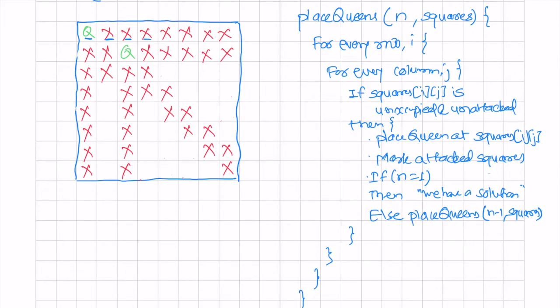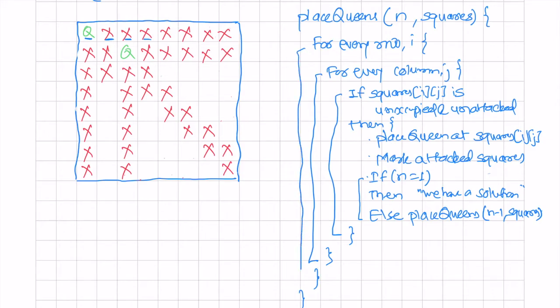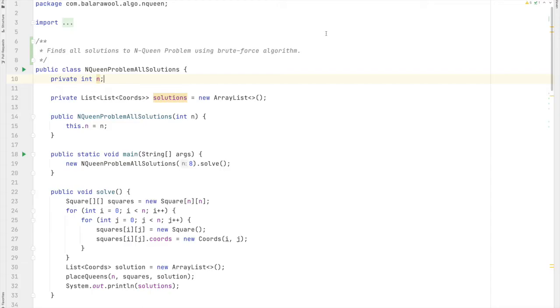This if ends here, this if ends here, this for loop ends here, this for loop ends here, and the function ends here. So this is our algorithm. What we will do is we will implement this and then we will test that it works. And we should also have a solution which we can then verify. So this is the implementation of the algorithm that we just saw.